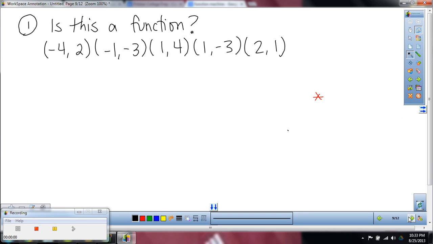So in example 1, they want to know, is this a function? They've given us these ordered pairs. Again, we can call these relations. And a relation is something that relates an input to an output. So again, input being an x, output being a y. X is usually represented by domain, y is our range. Just different words for all of the same thing. So, is this a function?